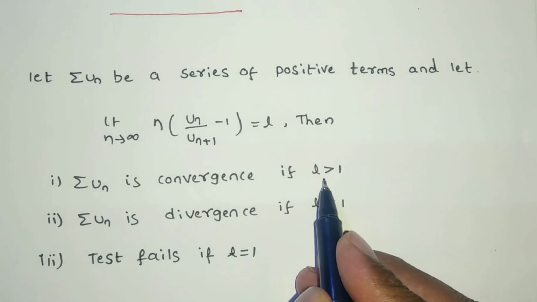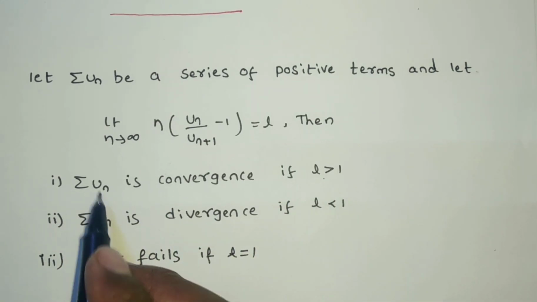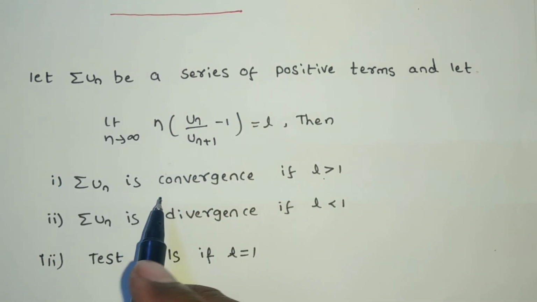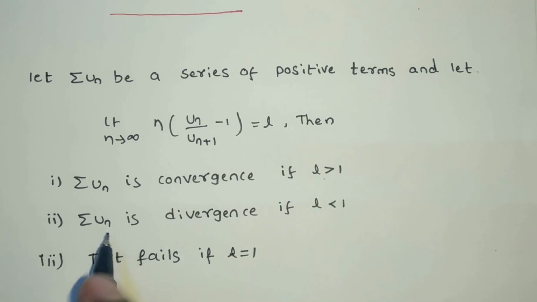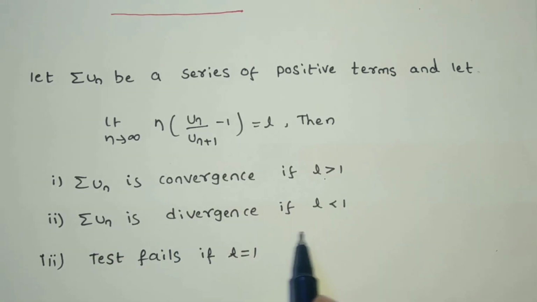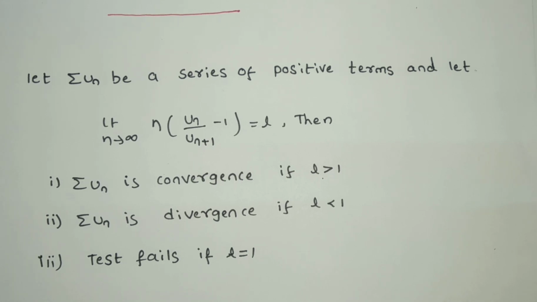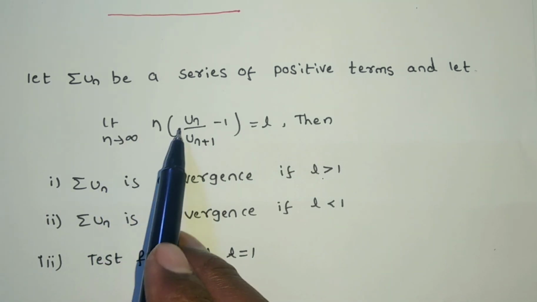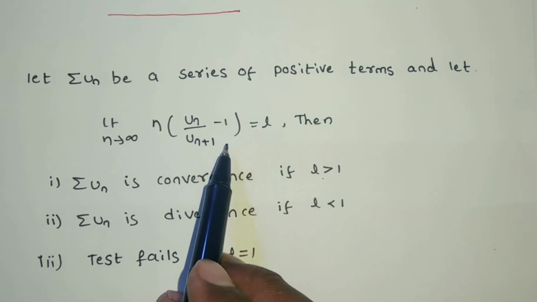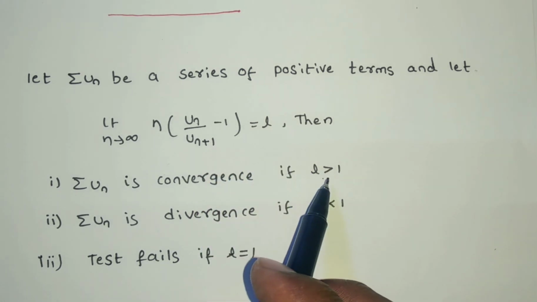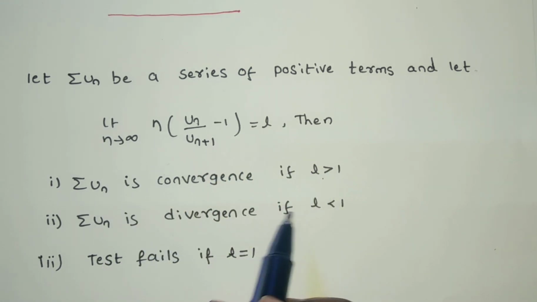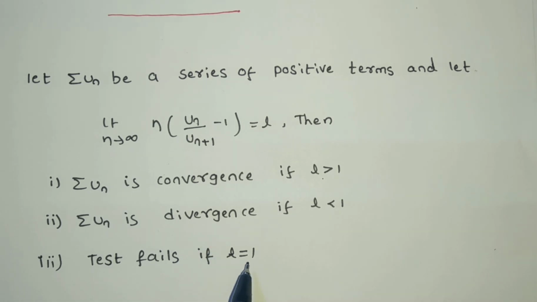If L is greater than 1 then you can say the infinite series is convergent. If L is less than 1 the infinite series is divergent, and if L is equal to 1 the test fails. Once again, limit n tends to infinity of n into (un by un plus 1 minus 1) is equal to L. If L is greater than 1 the series is convergent, L less than 1 the series is divergent. If you are getting L is equal to 1, then the test fails.